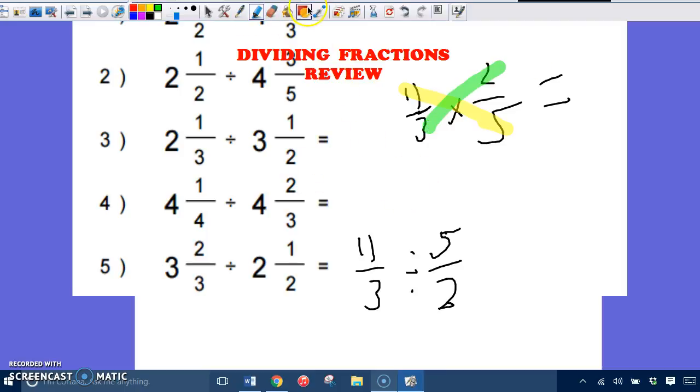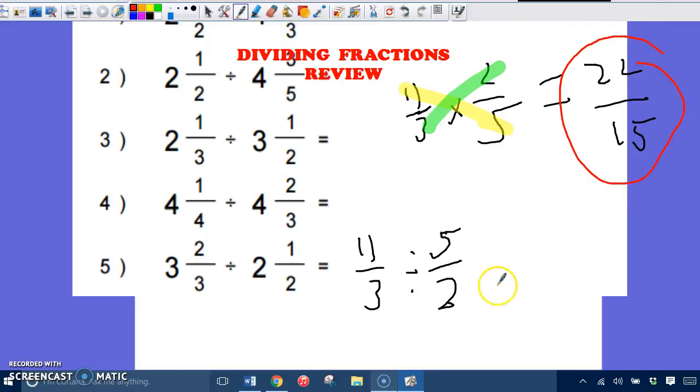Looking at your charts, I can tell you now that none of these are going to reduce. So all I have to do now is multiply straight across. 11 times 2 is 22. 3 times 5 is 15. But we have an improper fraction, top heavy. So we need to do this.